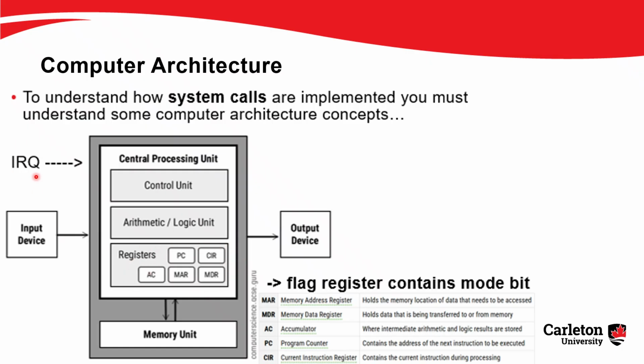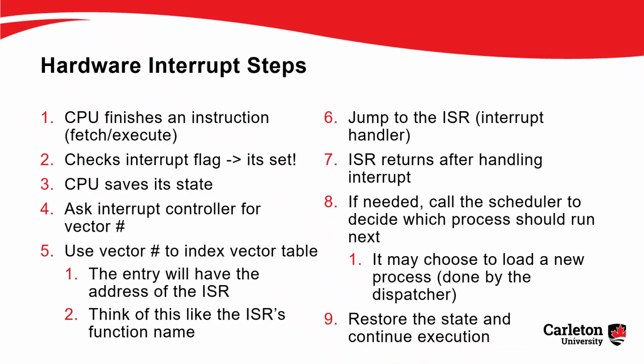Anyway, what happens when we get an interrupt? We see the IRQ line goes high. The CPU's control unit, which is responsible for the fetch-execute cycle, will at some point in that cycle check for the IRQ line. When it sees the IRQ line has gone high, it will execute the appropriate interrupt handling sequence. For hardware interrupts, what that sequence looks like is shown right here.